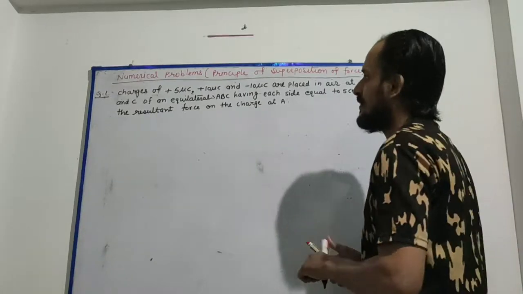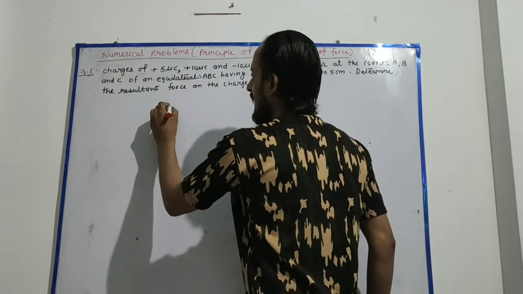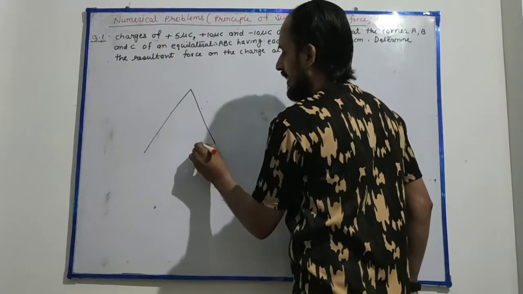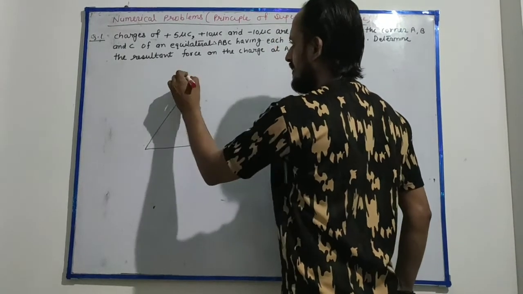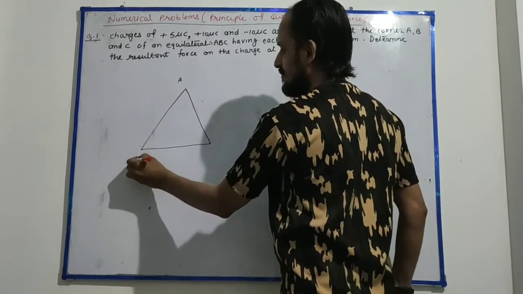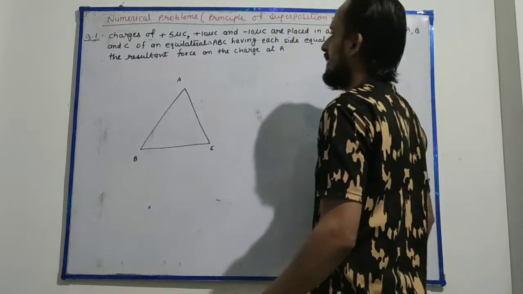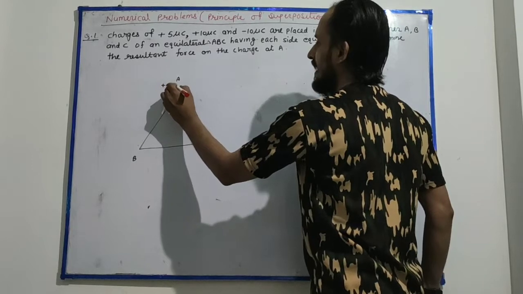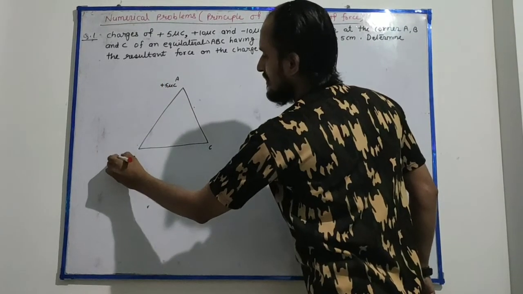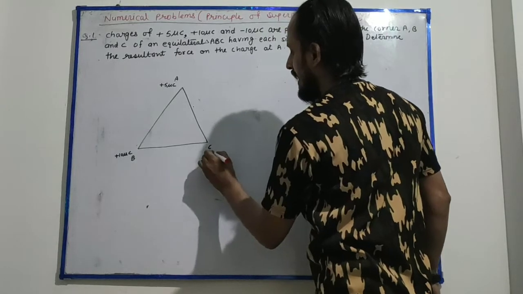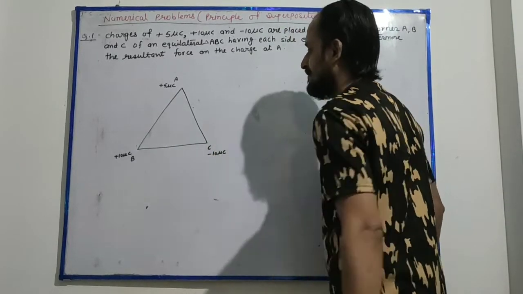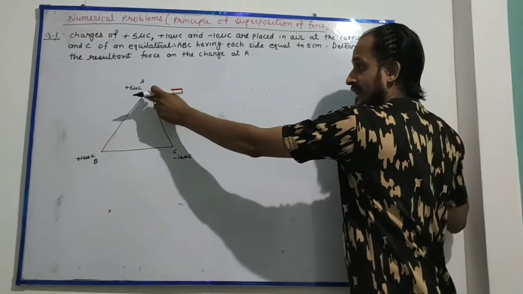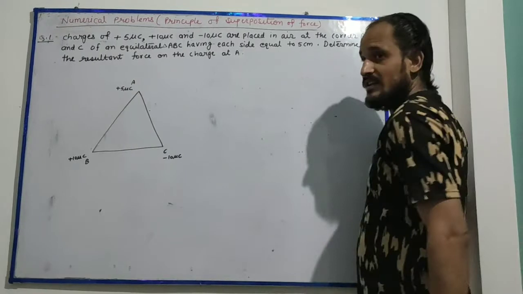First of all, we'll draw the diagram. We have equilateral triangle ABC. Here, this is A, this is B, and this is C. Charges kept at A, B, C are plus 5 microcoulomb, plus 10 microcoulomb, and minus 10 microcoulomb. It is asked you to find the force on charge A.